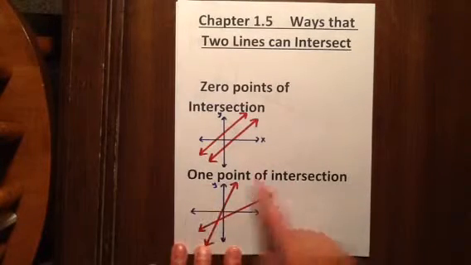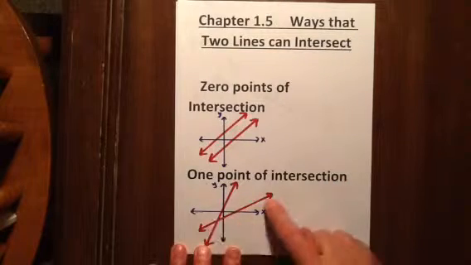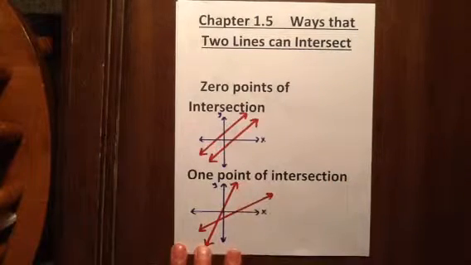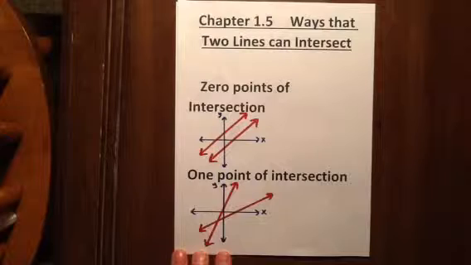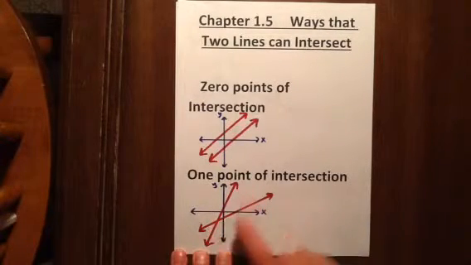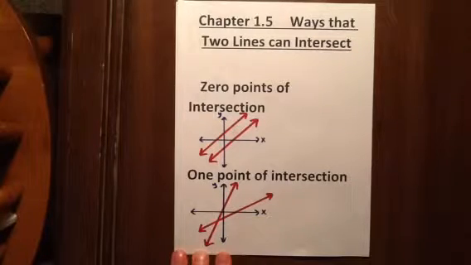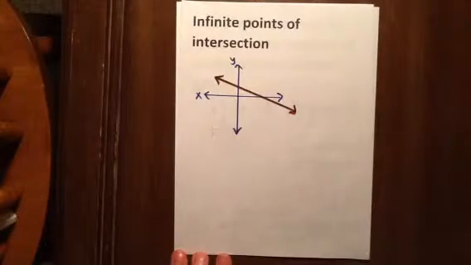Well, let's look at 1 point of intersection. Anytime two lines don't have the same slope, they're going to intersect exactly once. These two lines have different slopes, and they intersect exactly one time. That's another possibility. And the third one is you could have infinite points of intersection.